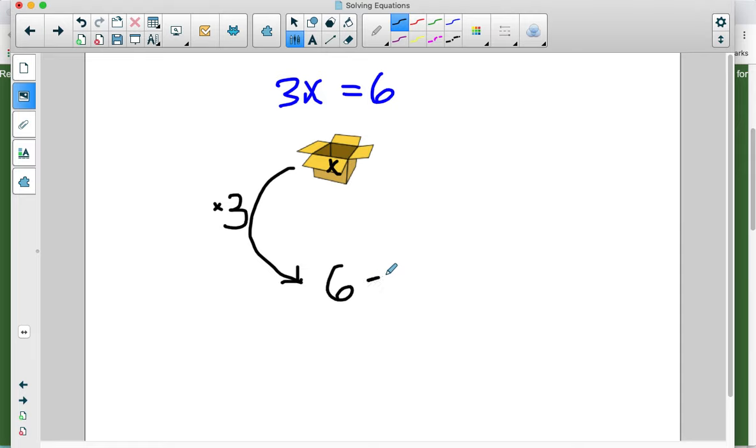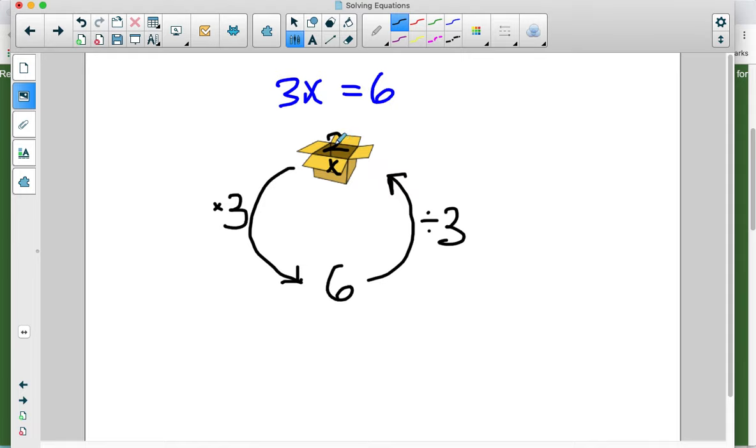Now, if I want to reverse this process to figure out what's in the box, you're going to just undo the operation that you did on this side. You're going to divide by 3. And watch what happens. 6 divided by 3 gives you 2. So there are 2 items in the box. Whatever those items might be, could be cans of soup, could be baseball bats, could be, I don't know, bottles of water, etc., etc. What's cool about solving the problem this way is that you can check your answer now.